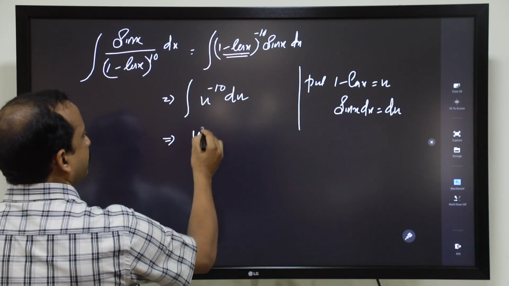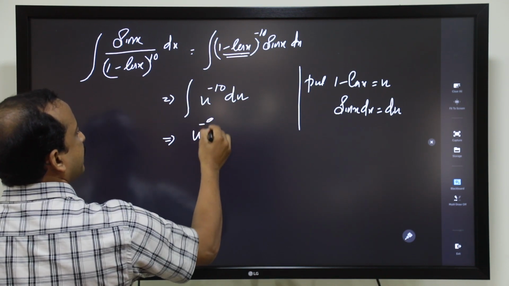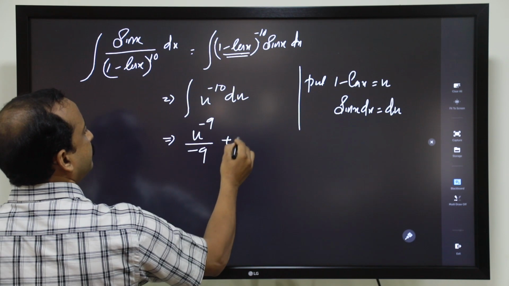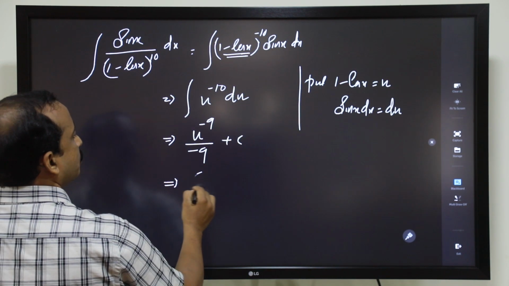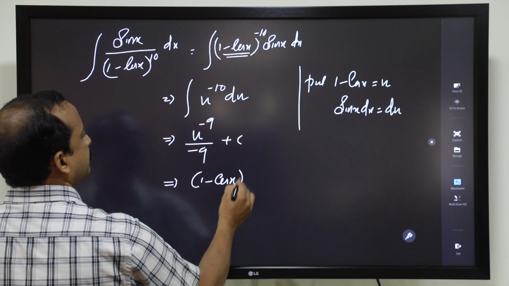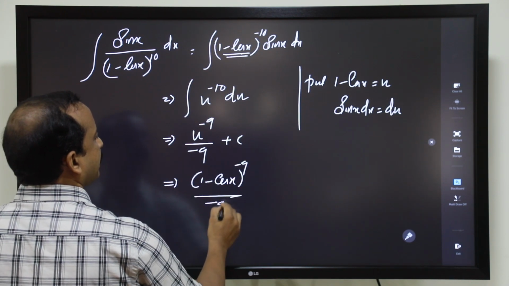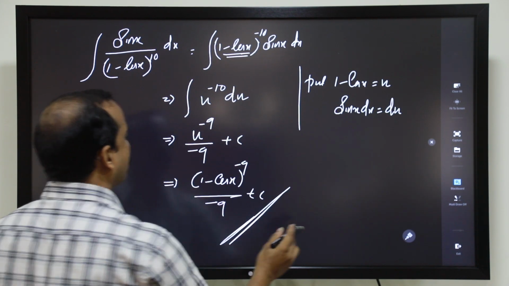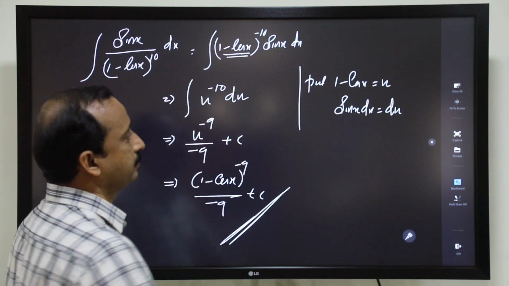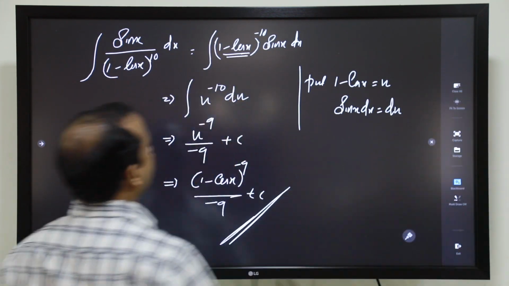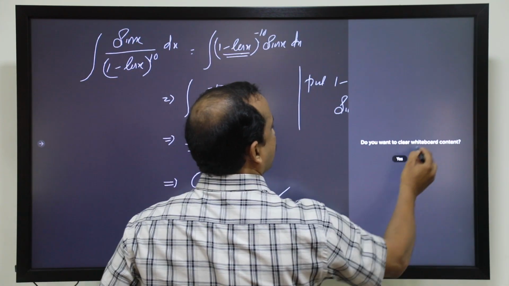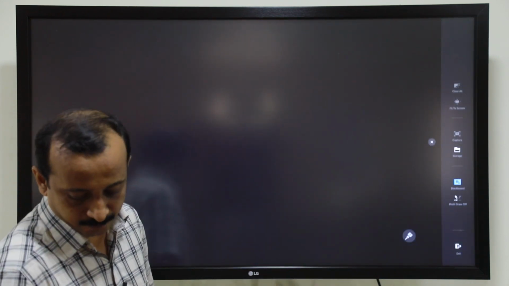Therefore, the integral of u raised to minus 10 is, by the x raised to n plus 1 by n plus 1 formula, minus 10 plus 1, that is minus 9, so u raised to minus 9 divided by minus 9 plus c. What is u? (1 minus cos x) raised to minus 9 divided by minus 9 plus c. That's all. Okay? Clear?